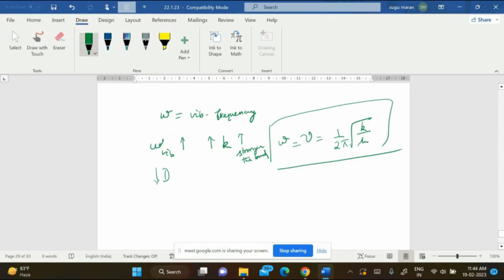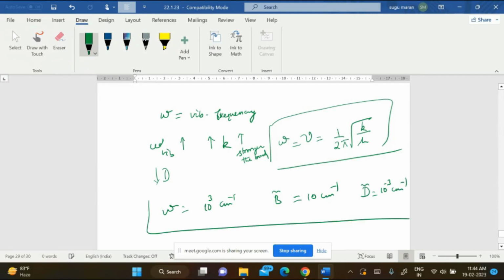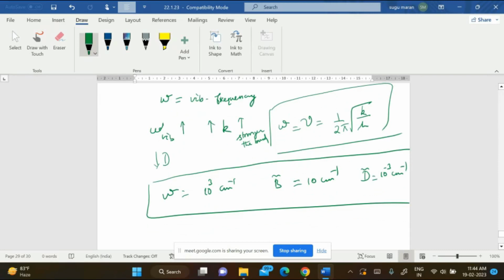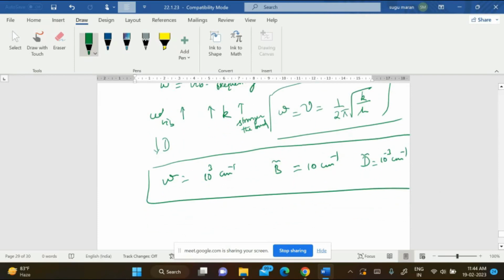And normally, vibration frequency will be in the order of 10 to the power 3 centimeter inverse for a molecule, and correspondingly, my B value, the rotational constant, for that molecule will be around 10 centimeter inverse. And your D value, the centrifugal distortion, will be very small in centimeter inverse. So these are the relations between vibrational frequency, rotational constant and distortion constant for a normal molecule.